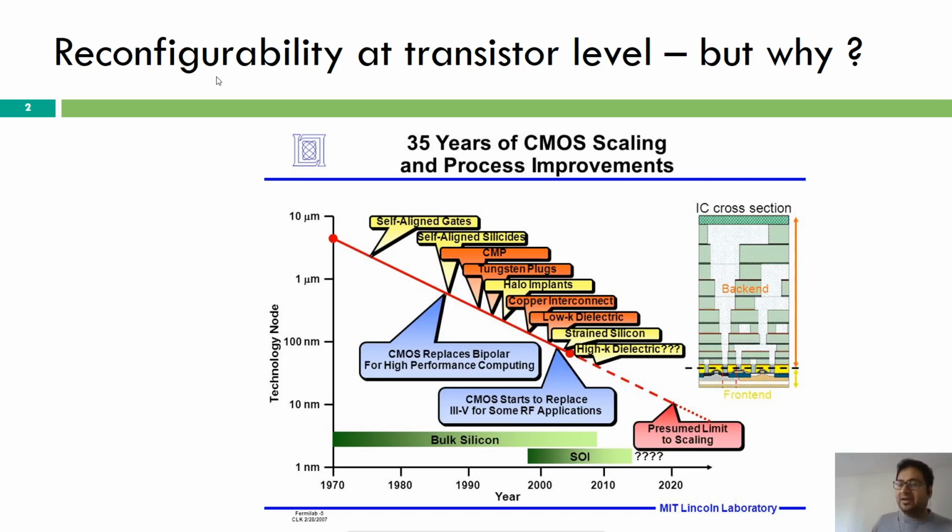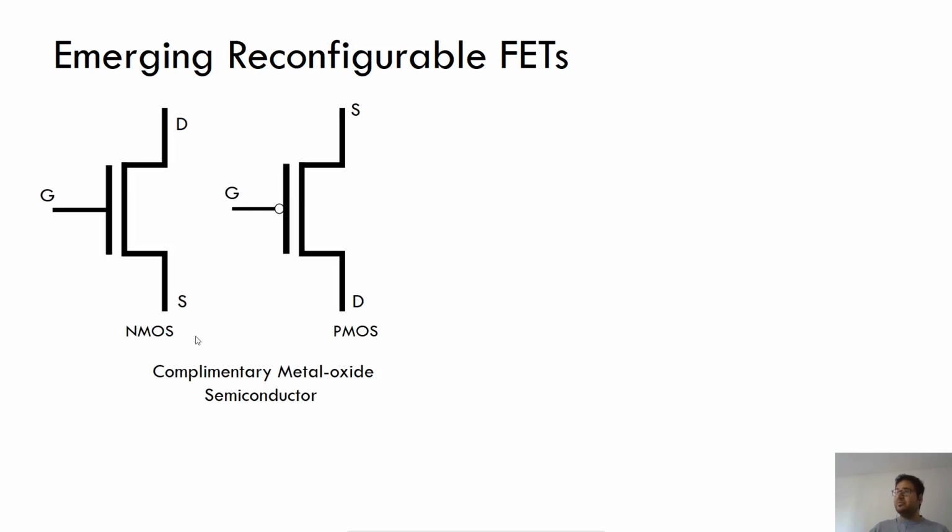right? And we look at reconfigurable transistor level because we want to achieve something called functional flexibility, where you can have more functionality per unit chip area or more computation per unit chip area. And there's a class of emerging technologies which actually demonstrate transistor level reconfigurability. How so?